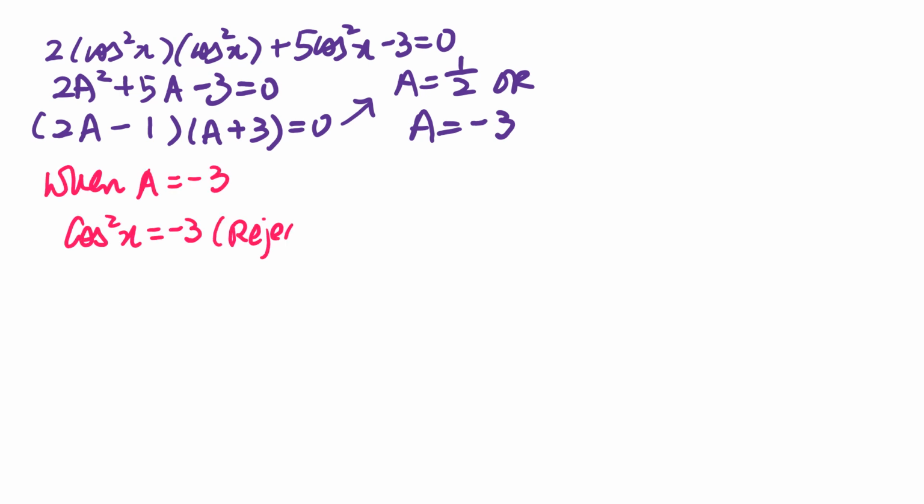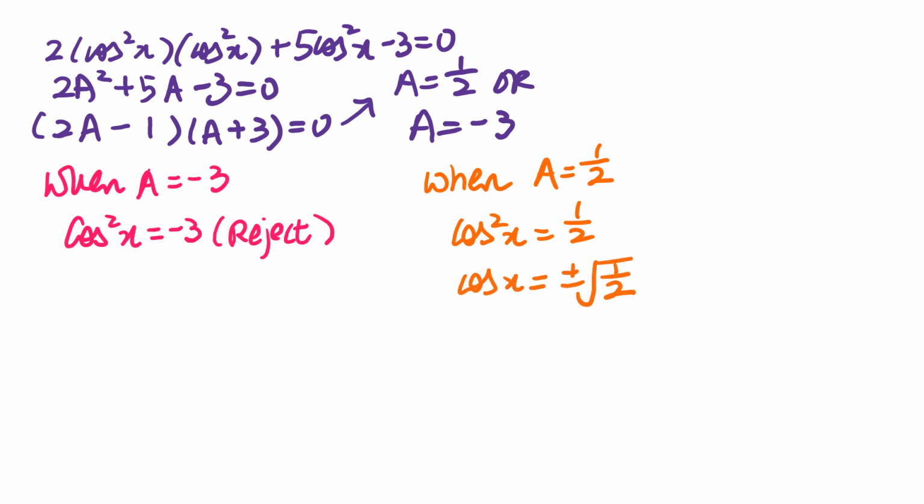Remember that? To find cosine x, you need to square root negative 3, which is inadmissible, so we reject the answer. So we can only work out when a is half. That means cosine squared x equals half. So cosine x will be plus minus square root half. Remember, to find alpha, we only take the positive value. So the positive value is square root half.